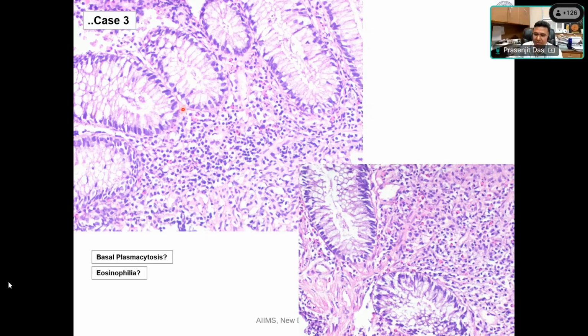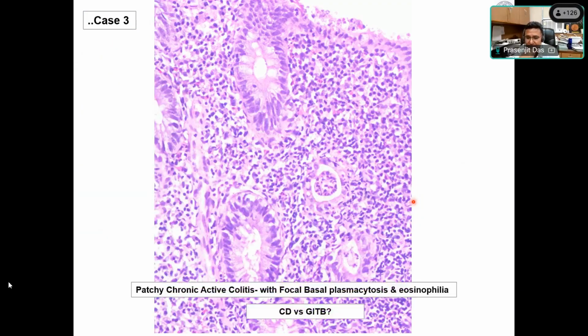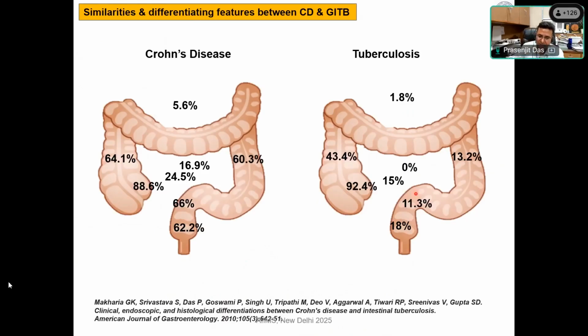Yes, sir. If only an ileocecal biopsy is received, like in this case, even if we are identifying basal plasmacytosis and eosinophilia, and it is a chronic active colitis, we may not be able to differentiate between GI tuberculosis and Crohn's disease.